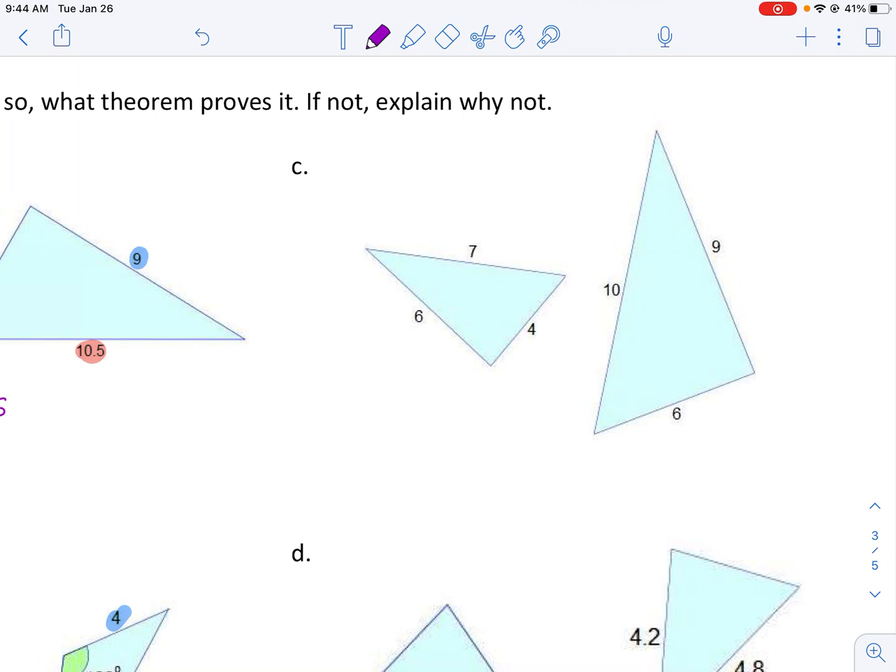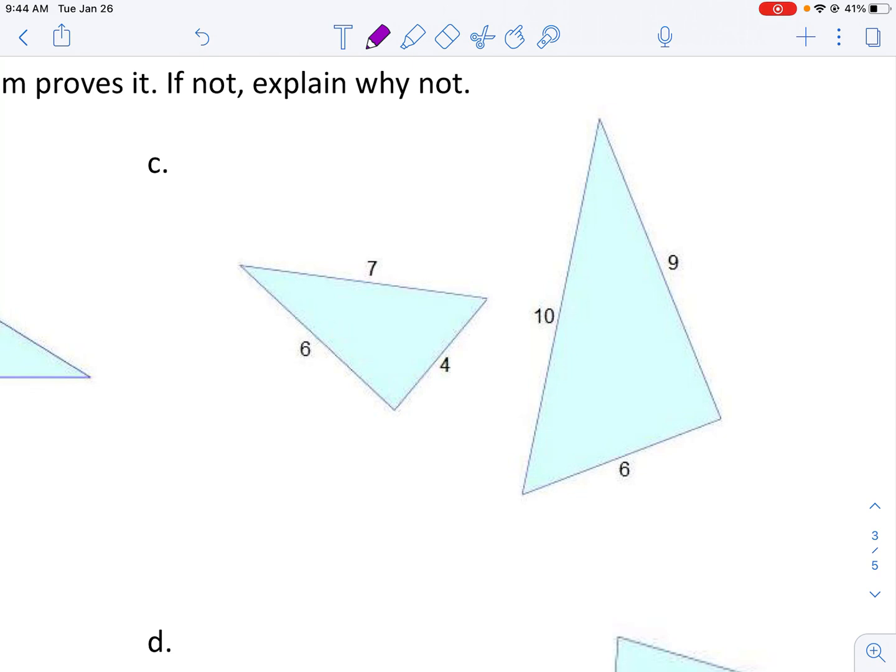Okay, jumping up to C. Now in this one, again, you might need to try more than one way, but I think visually we can kind of tell that this side corresponds to this side. So 10 over 7. Does that equal 9 over 6, like this over that? Or it could potentially need to be 9 over this 4. But we're going to show that they are not equal no matter what. So since those are not equal, they are not similar. Not similar.